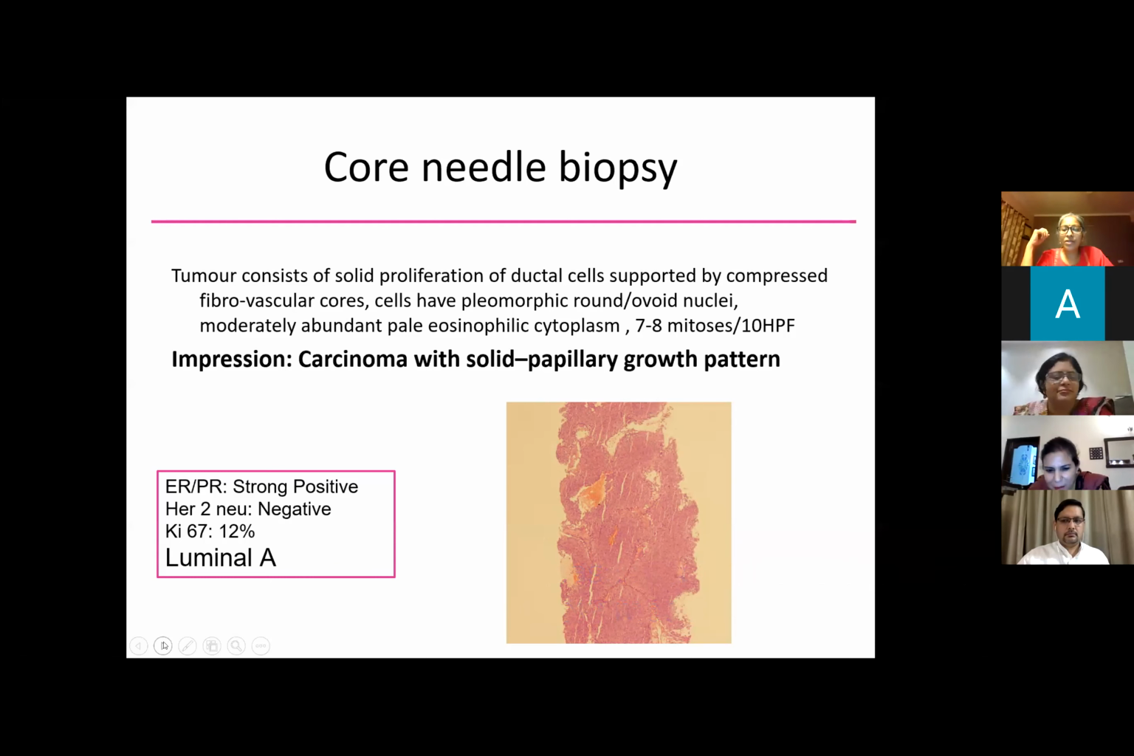Right, ma'am, considering the core needle biopsy report, you have already told us there could be changes between the excision specimen and the core needle biopsy. So what should a surgeon expect from this core needle biopsy report? What should be your message to a surgeon as to whether it is an invasive tumor, or are we likely to expect any nodal metastasis? Can you add anything further to this?